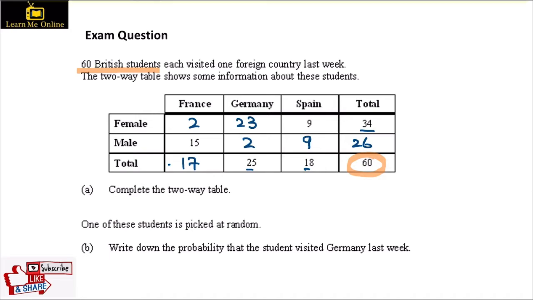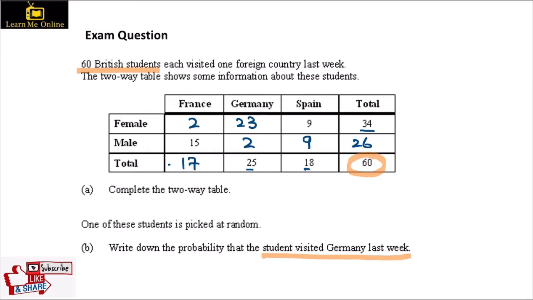So here we have got the whole two-way table filled in. Now we're going to see what the next part is. One of these students is picked at random. Write down the probability that the student visited Germany last week. So we are finding out for the student who visited Germany.